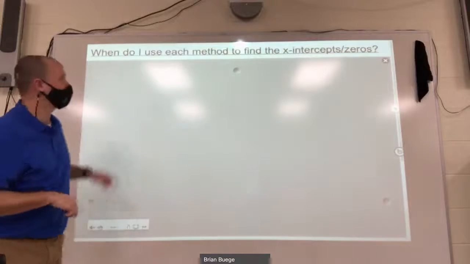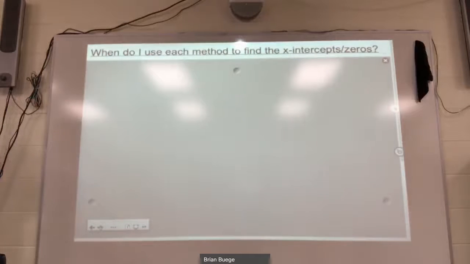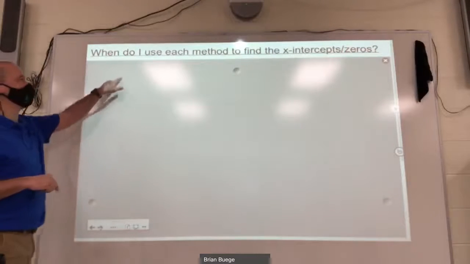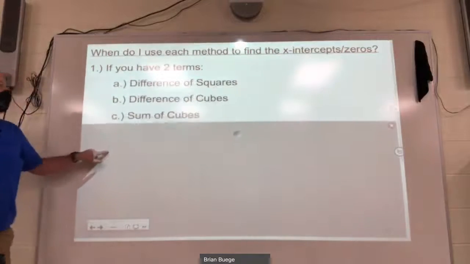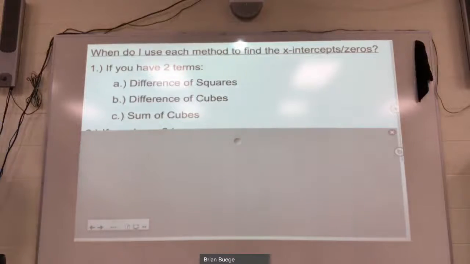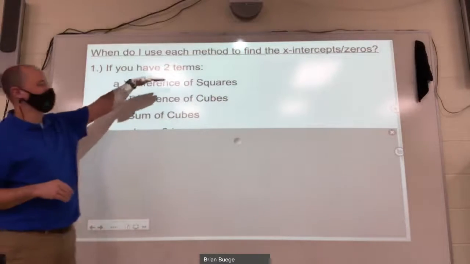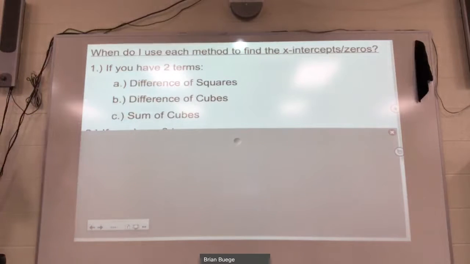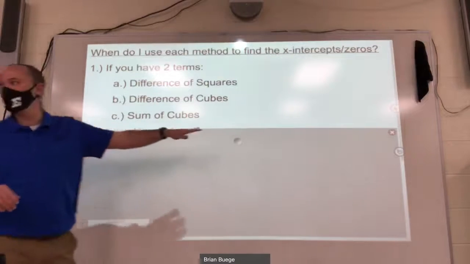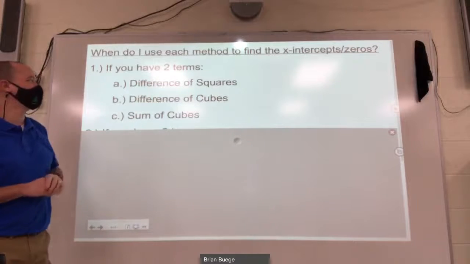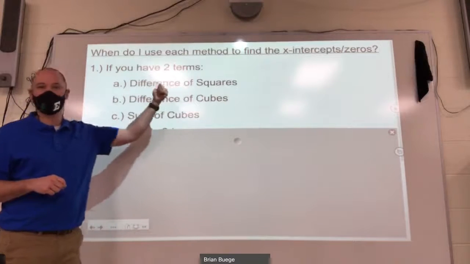We'll take a look at that today, but when do I use each method to find the x-intercepts? First off, remember, if you have two terms and you're trying to decide how to factor it, it is probably one of three options: a difference of squares, a difference of cubes, or a sum of cubes. Those are the three options whenever you have two terms.